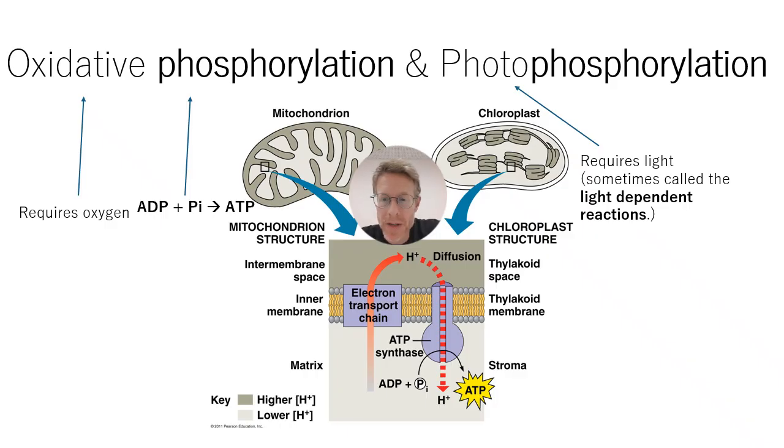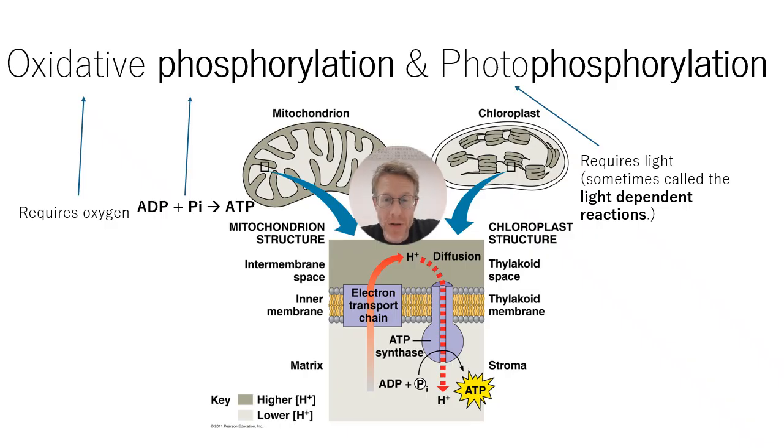And what in the world is phosphorylation? Phosphorylation is the process of making ATP. Specifically, it's combining ADP and inorganic phosphate, Pi, to make ATP. And in the mitochondria and chloroplasts, we do this process. To make ATP, what we need to do is make a hydrogen ion or proton gradient.